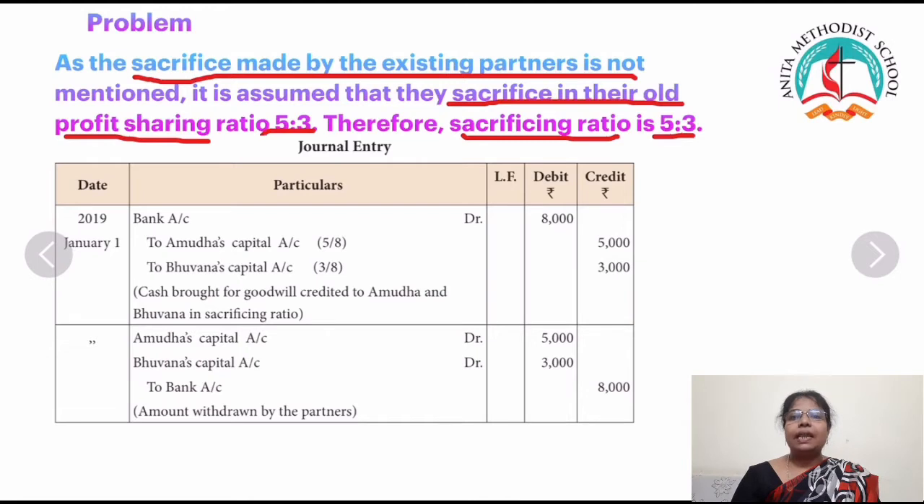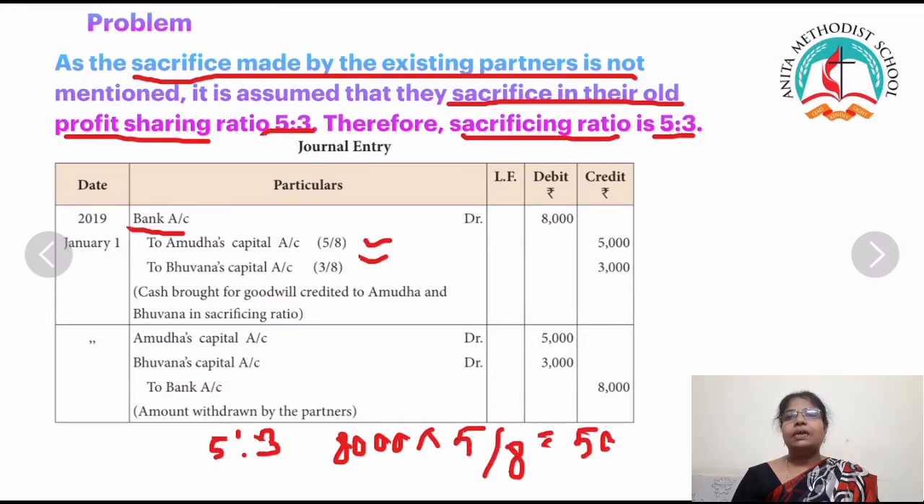So for receiving cash, bank account debit to Amuda's capital account, to Bhuwana's capital account. Here they have not given the sacrifice ratio, so it is assumed that the old profit sharing ratio is taken as sacrificing ratio 5:3. So 8,000 has to be distributed among Amuda and Bhuwana in the ratio of 5:3. So Amuda's capital account 8,000 into 5/8, 5,000, to Bhuwana's capital account 3/8, 3,000. So cash brought for goodwill credited to Amuda and Bhuwana in sacrificing ratio.